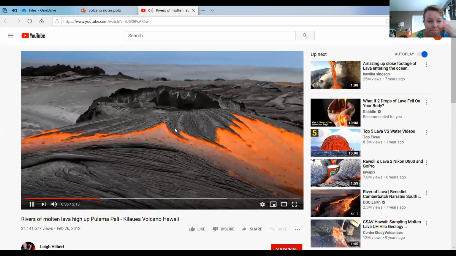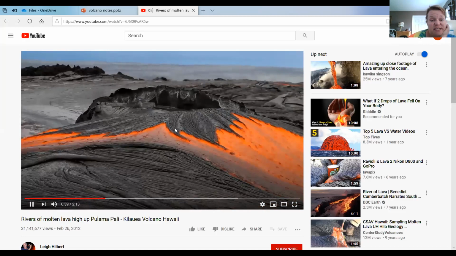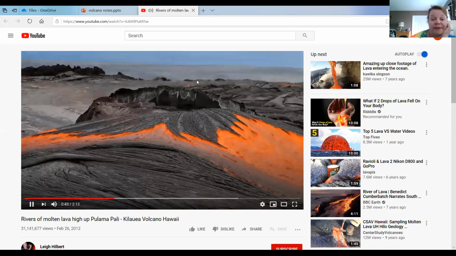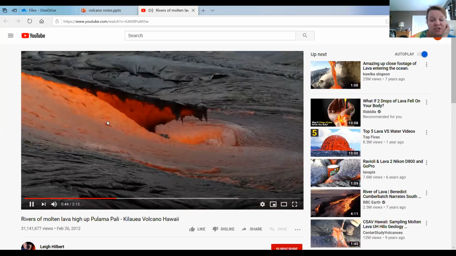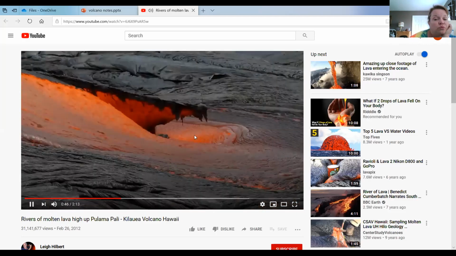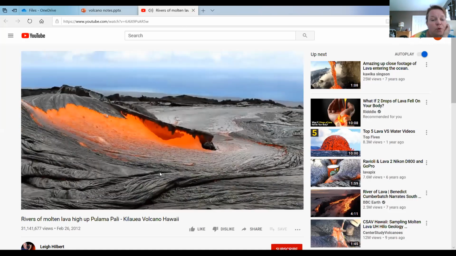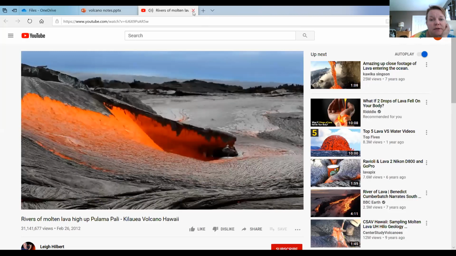But anyway, this can get a lot of lava, cover a lot of area in not very much time. You can see that this is just really, really flowing quickly. All right, we could watch this for 2 more minutes, but nope, I'm not going to.